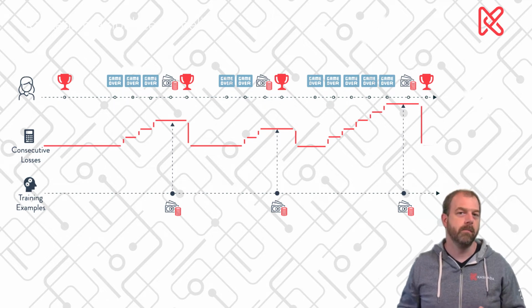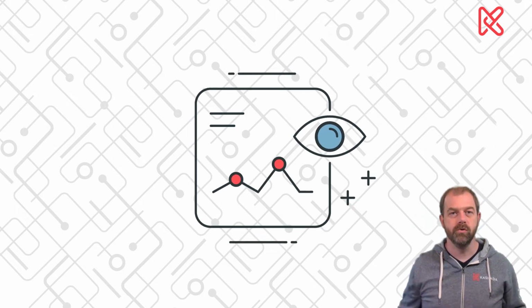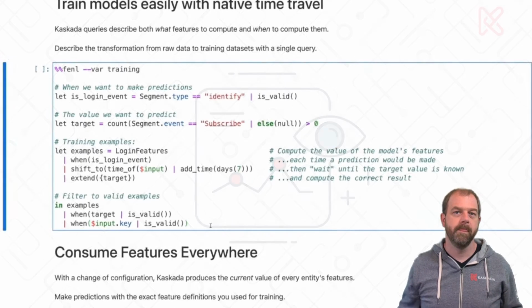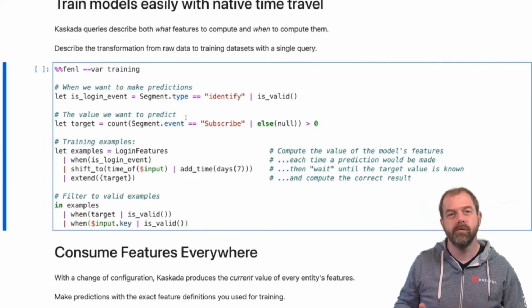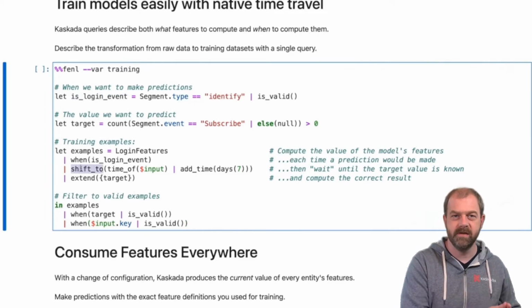ML models must be trained on representative examples. And for behavioral models, this means examples that reflect the specific points in time that the model will be used to make predictions. In this example, we're observing our features every time a user logs in, and then waiting 7 days to see if the user churned.